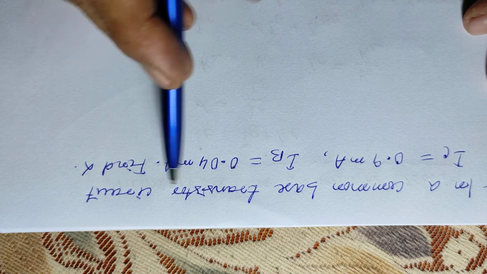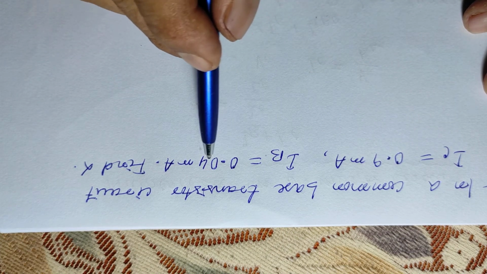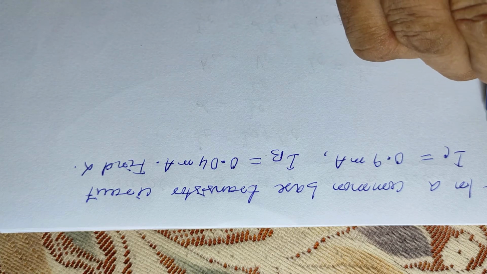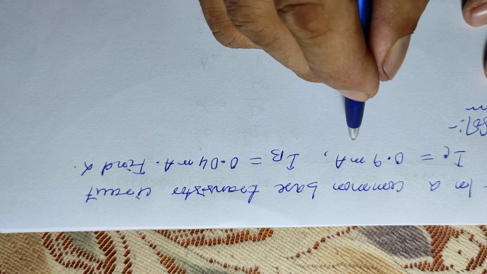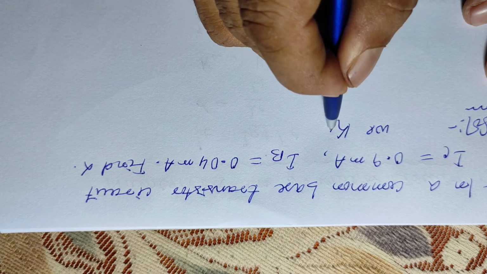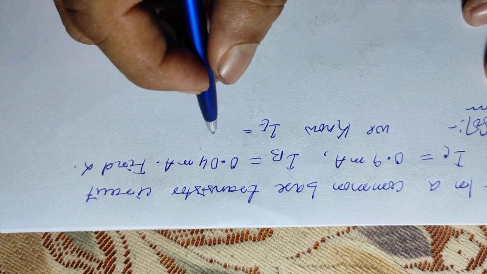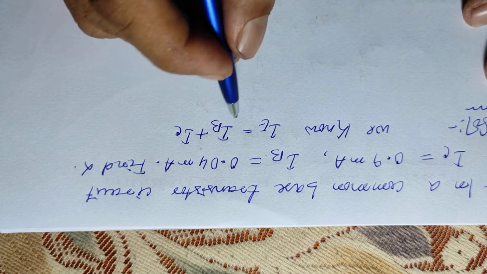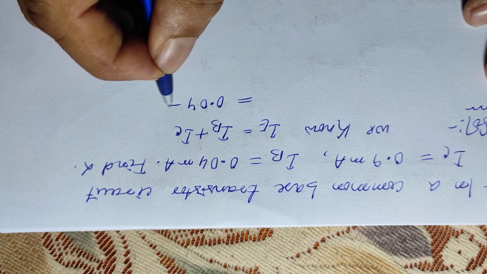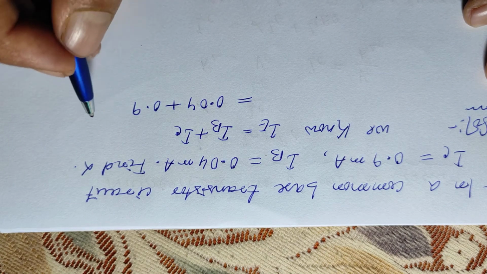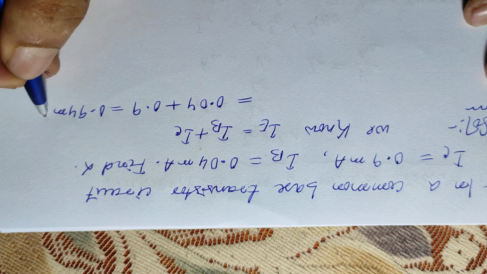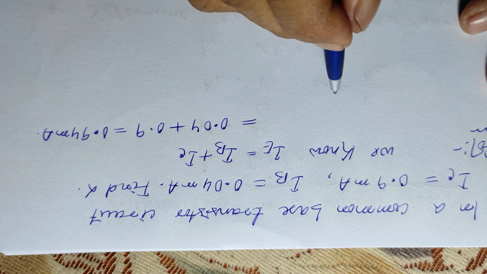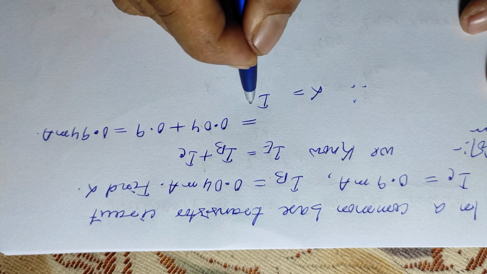See here, in a common base transistor circuit, IC is equal to 0.9 milliampere, IB is equal to 0.04 milliampere, and you have to find out the current amplification factor. That means you have to find out alpha. Okay. So how to find out alpha? First of all, we know emitter current is equal to base current plus collector current. Okay, and base current and collector current are known, 0.04 plus 0.9, so it is equal to 0.94 milliampere. Clear? So IE we have got. Now therefore alpha is equal to, the formula for alpha is IC by IE.